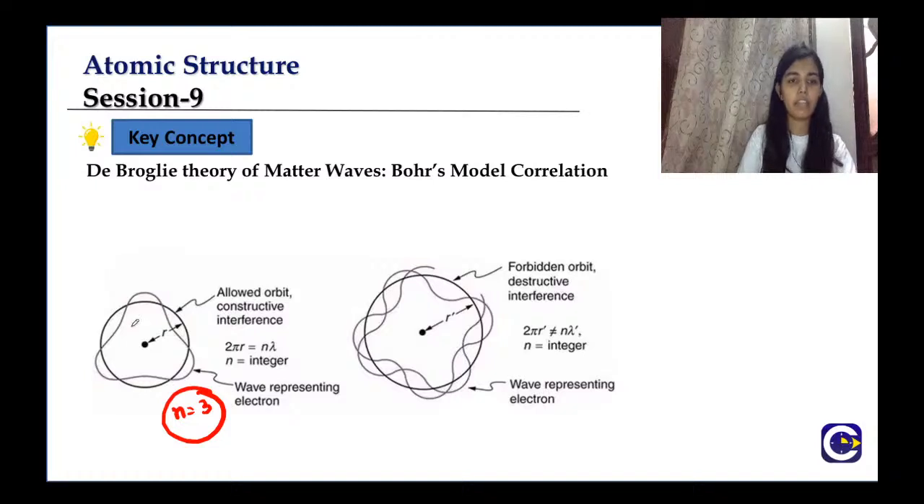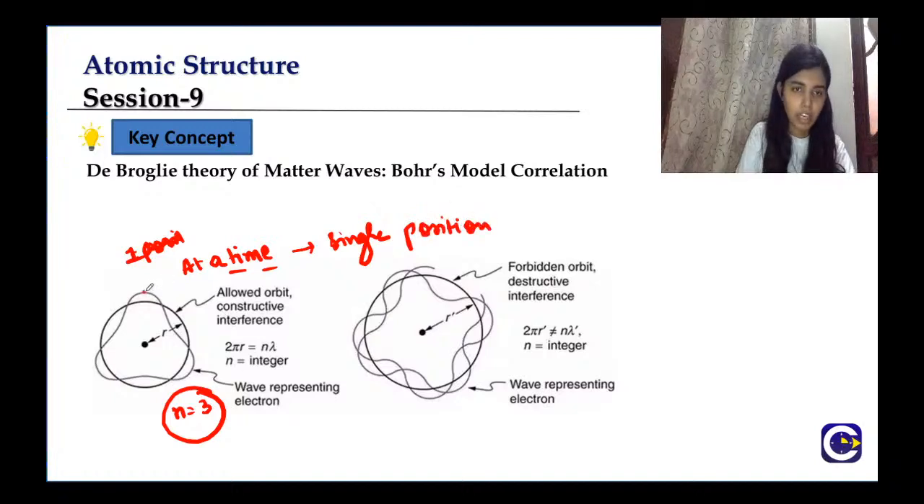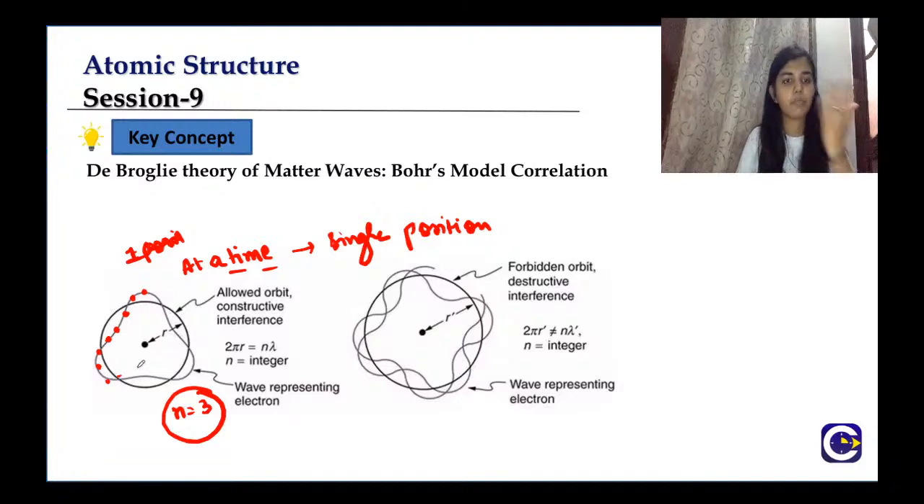Also look at one thing: if someone asks you whether this particular orbit is allowed or not, look at the matter wave, right? At a time, the electron can be present in a single position only. So here the electron is present here, here, here, at this particular time. It can be present anywhere along this matter wave, because the matter wave depicts the probability of finding the electron. In a wave you cannot say 100% that an electron is present at a specific point, right?